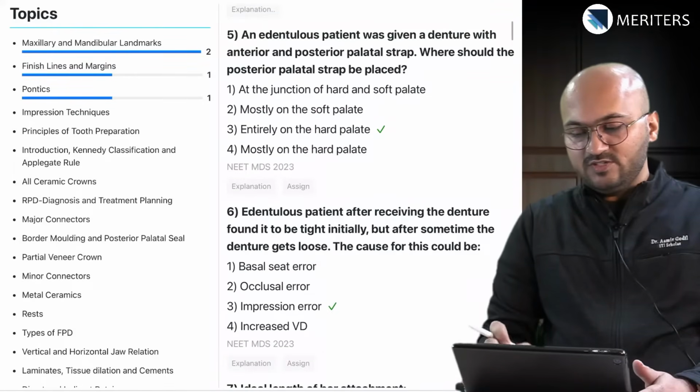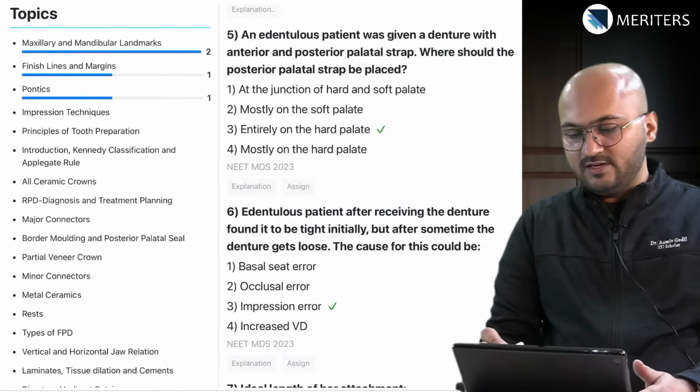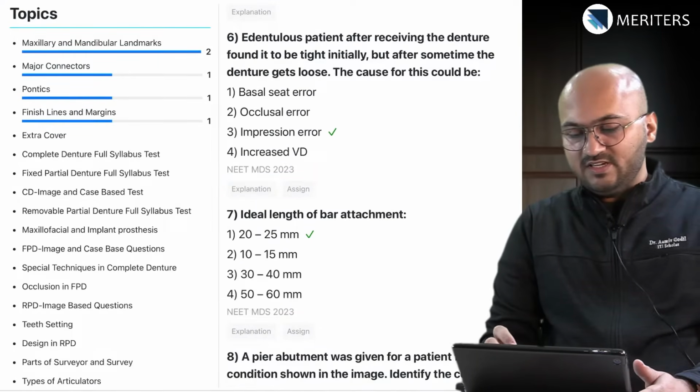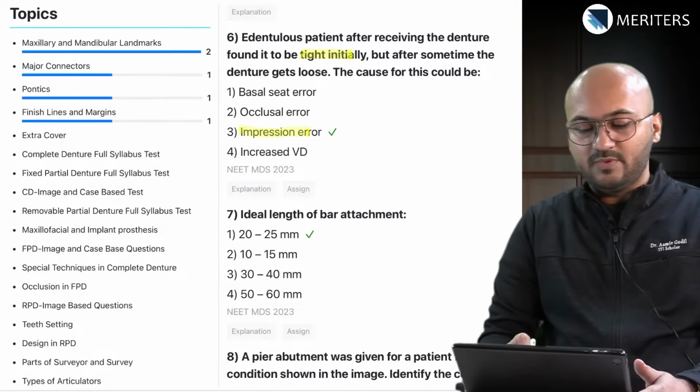An edentulous patient was given a denture with anterior and posterior palatal strap. Where should the posterior palatal strap be placed? This is major connector. Edentulous patient after receiving the denture found it tight initially, but after some time it becomes loose. This is because of an impression error.